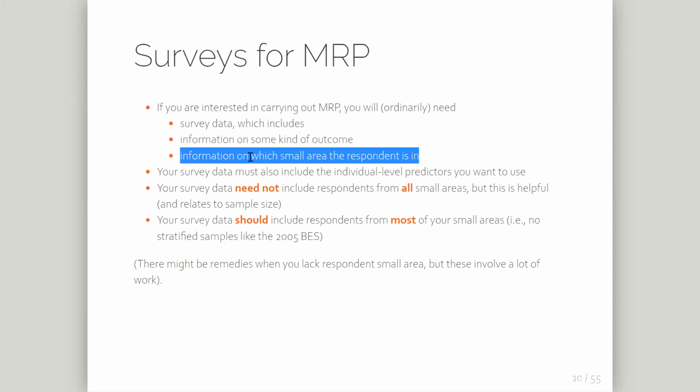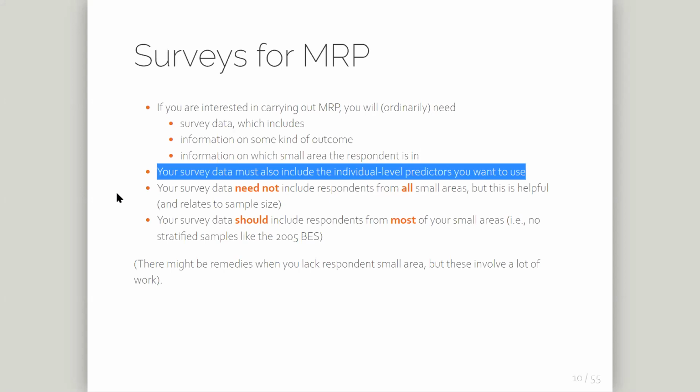And although this requirement isn't strictly necessary, your survey really should include information on which small area the respondent is in. If you have a survey which hasn't collected that kind of information, it would be very difficult to use it for MRP. You could just exploit the demographic characteristics of the respondent, but it would preclude you from using lots of other information, not just the bare fact that they live in a particular area, but also lots of area level predictors that you could merge with your survey data.